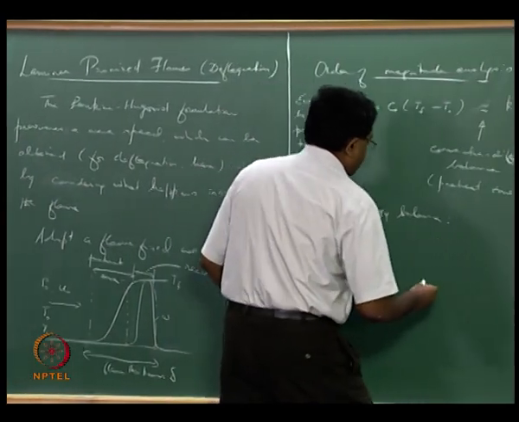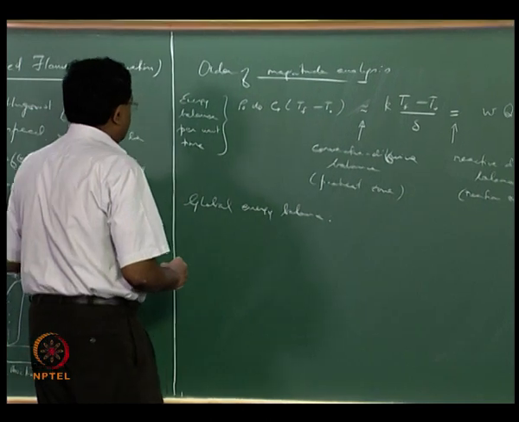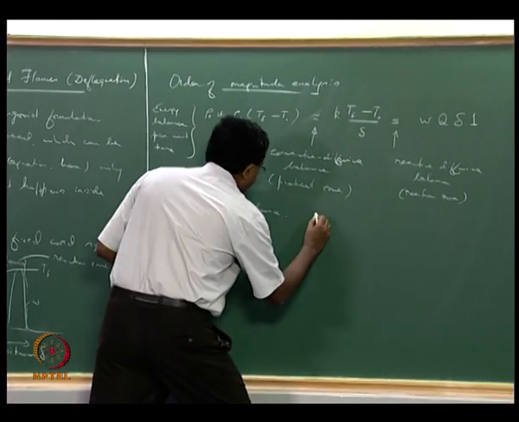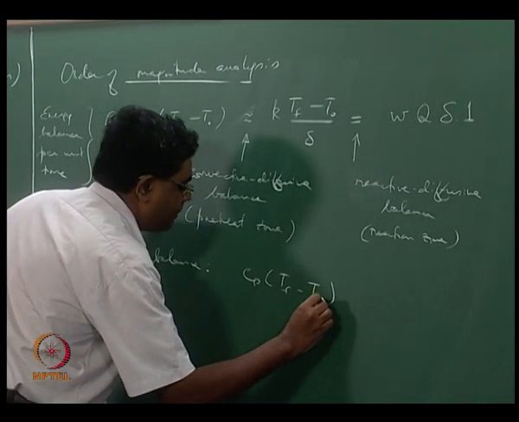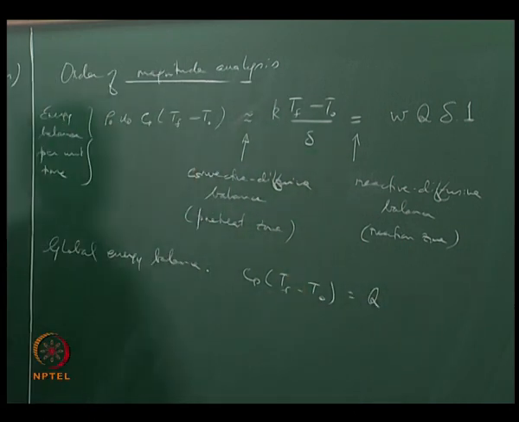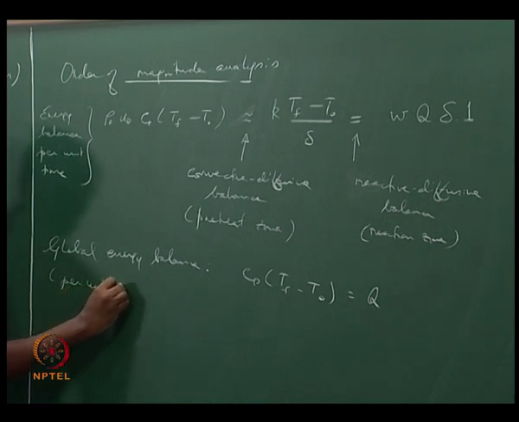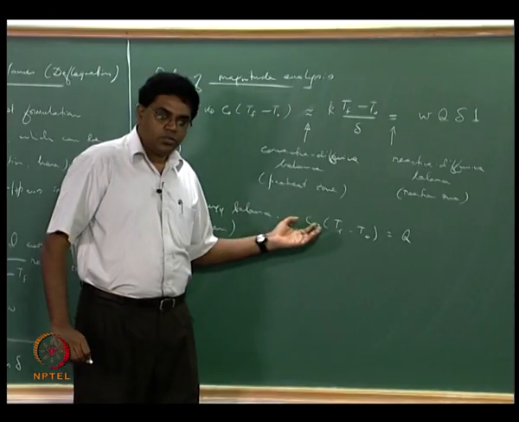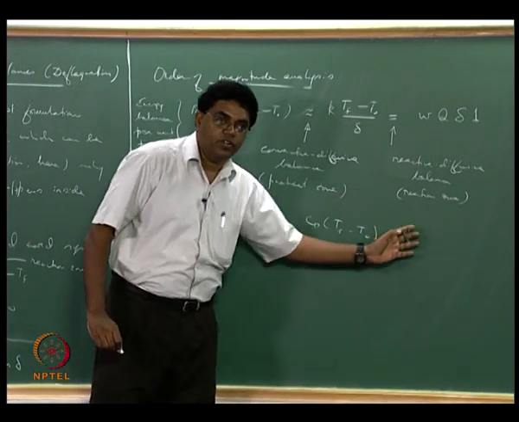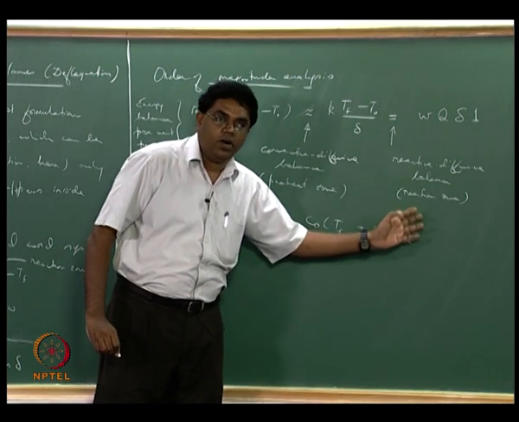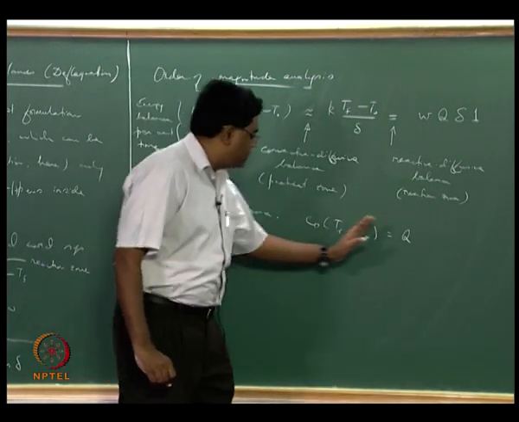So we should now be able to say that Cp (Tf minus T naught) equals Q. This is on a per unit mass basis. Strictly speaking, I should take a certain mass of reactants and say m Cp delta T is equal to m times Q, because Q is heat release per unit mass, in joules per kg. Therefore I can say this per unit mass.